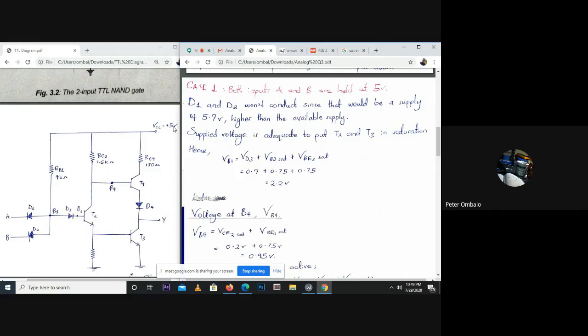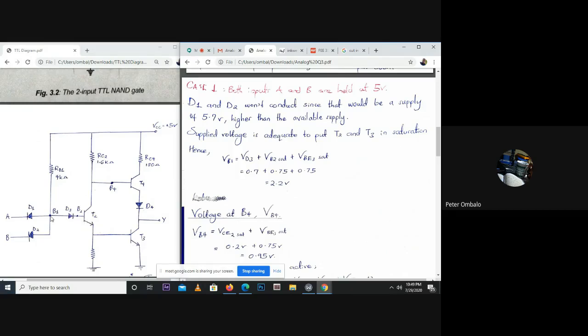And since the voltage is 5 volts, we have enough voltage to take T2 and T3 into saturation, because there's going to be a very small drop at this resistor. So assuming the voltage at B1 is approximately 5 volts, it's going to drop enough here to take it to saturation, and drop enough here to take it to saturation.